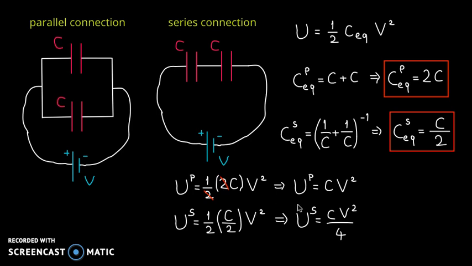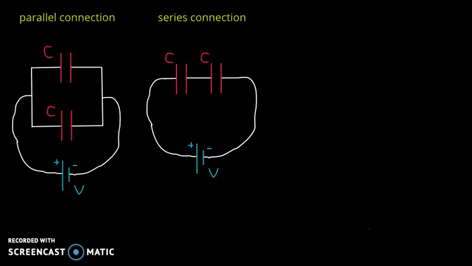Now we can divide these equations side by side to see how the two values are connected. So then U parallel divided by U series is equal to 4. That makes U parallel equals 4 times U series. So the energy stored in the parallel group is 4 times as large as the energy stored in the series group. Now let's calculate the total charge stored in each case.